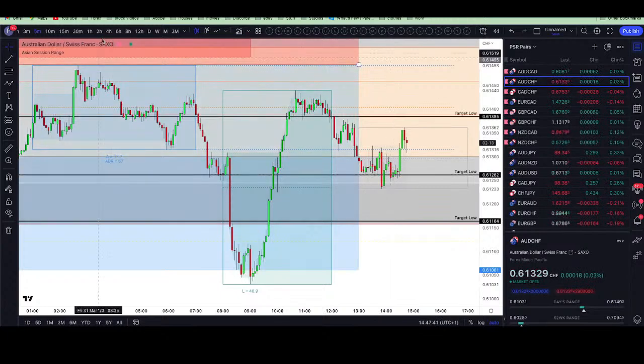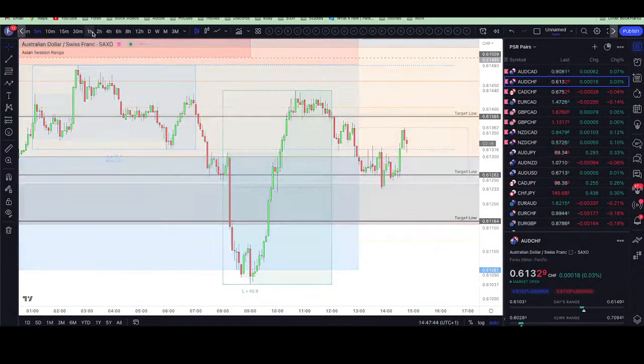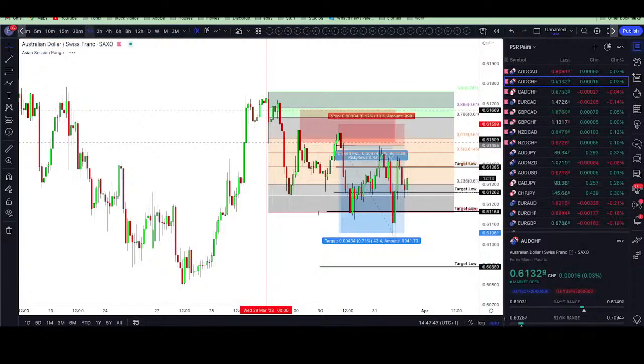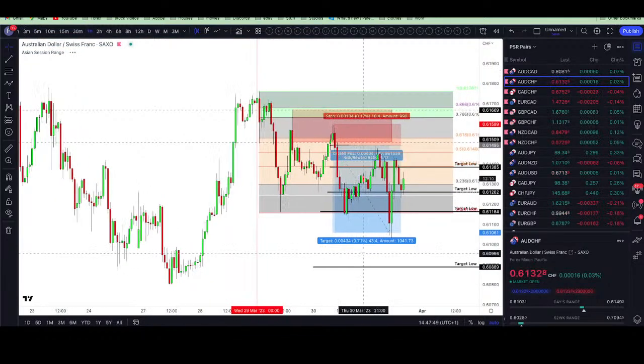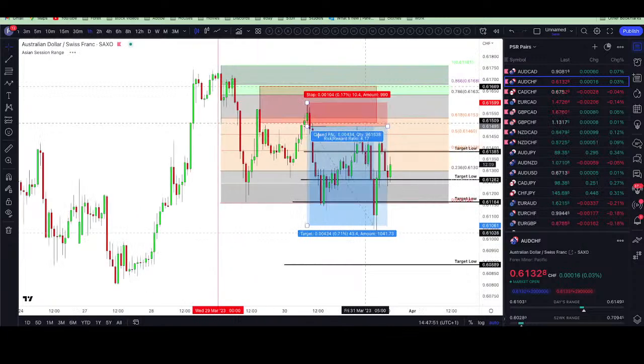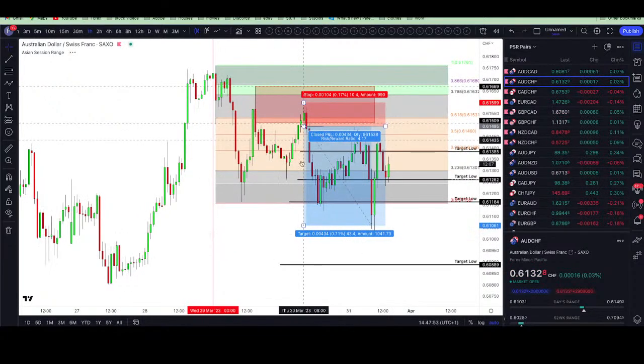When we go to AUD, what do we have here? So yeah, AUD also did this sell trade setup here, which was great for us. It managed to hit TP3 as well, 43 pips. That was a fantastic sell given out yesterday. We're going to go over to CAD CHF as well.